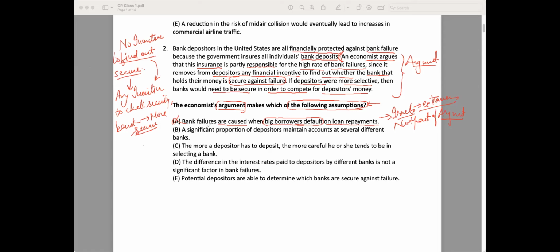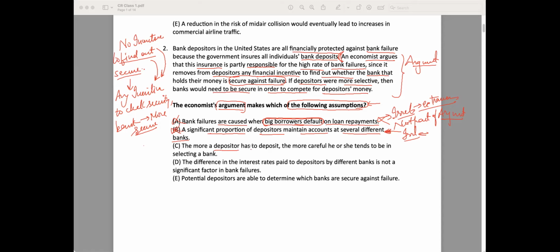So this is the first thing. Whether big borrowers are causing bank defaults, bank failures or not, that's not the question. Second, a significant proportion of depositors maintain accounts at several different banks. Whether they maintain accounts at different banks or only one bank, that really doesn't make any difference. This is also irrelevant. The question is, if there were an incentive for them to figure out whether the bank is secure or not, would that make any difference? Again, any incentive to figure out which bank is secure, whether that incentive will be effective or not. That's the argument. It doesn't touch upon that.